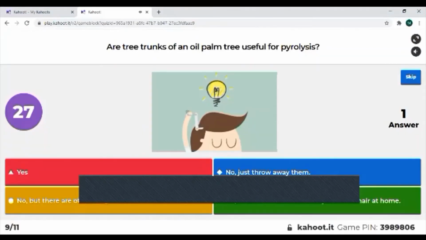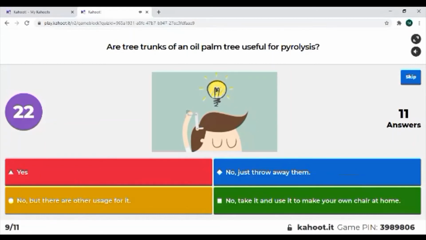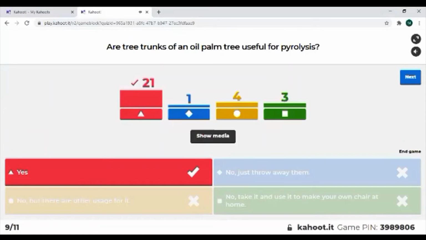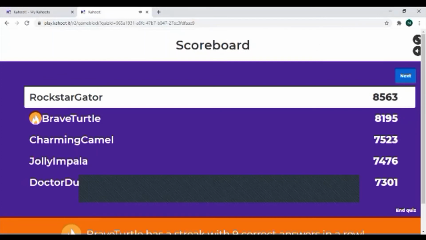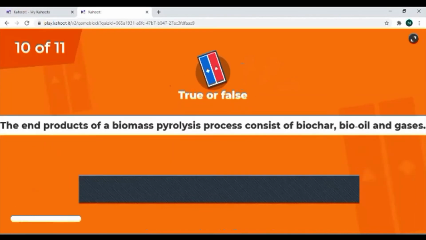Are tree trunks of an oil palm tree useful for pyrolysis? Yes, no. No, just throw them away. No, there's other usage for it. No, take it and use it to make your own chair at home. Making my own chair? I don't think so. Do you make your own chair? I don't think so actually. Aha, a majority of them got the right answer. Okay, good. 21 got it right. And Rockstar Gator is still on top of the list.